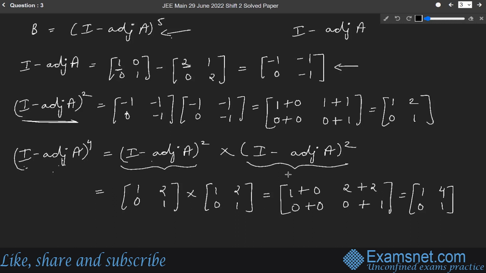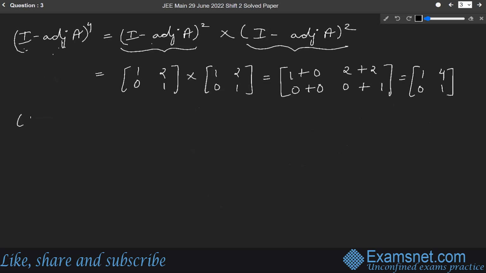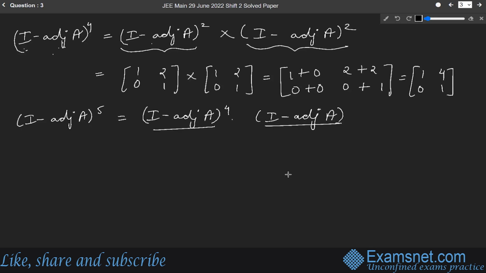Now what we have to find at last is the value of I minus adjoint of A to the power 5, okay? So what is I minus adjoint of A to the power 5? It will be equal to I minus adjoint of A to the power 4 into I minus adjoint of A, right? Here also base is same. So finally it will be what? I minus adjoint of A to the power 4 plus 1, which is the power. Here the power is 1 and here the power is 4, right? So 4 plus 1 is ultimately 5.